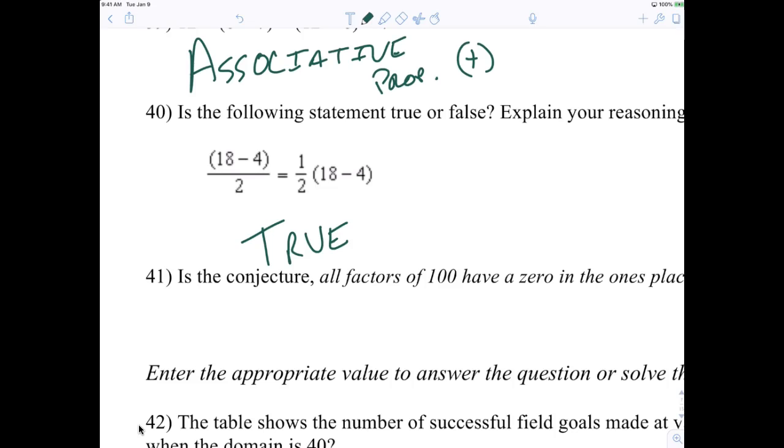All right, so what is 18 minus 4? That's 14. Divided by 2? 7. What's 18 minus 4? 14. Times 1/2? 7.